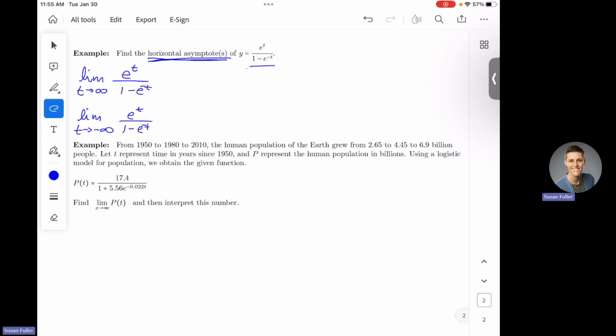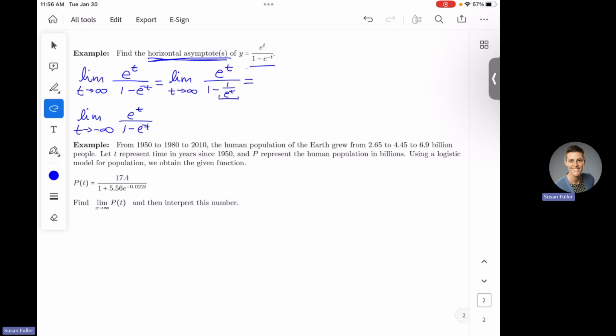Now on the bottom, I have 1 minus e to the negative t. Negative exponents are hard to understand and deal with, so I'm going to rewrite this and turn that negative exponent into a fraction, because that's what negative exponents do. So this is going to be 1 minus 1 over e to the t down here, because that's what e to the negative t means. It means 1 over e to the t. So we are evaluating this as t goes to infinity.